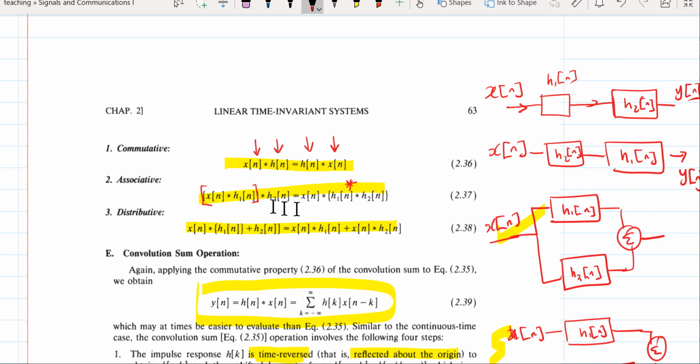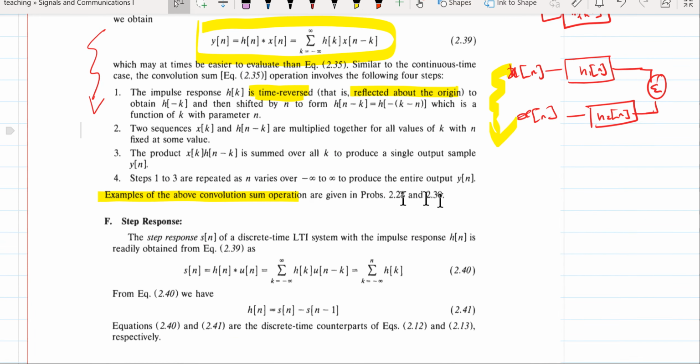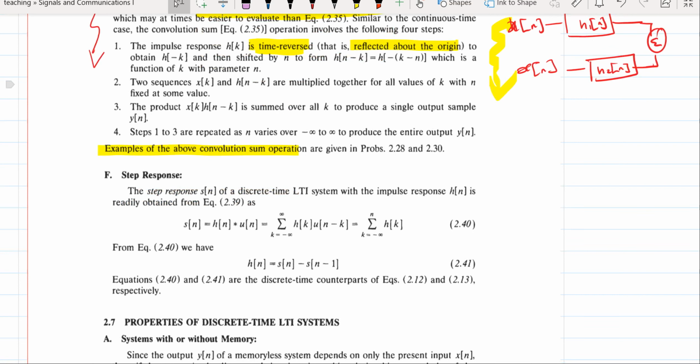So the convolution operation is as described. There are some steps that you do. We will see this in more detail when dealing with examples, so I will avoid doing the operation here because the details are best understood when we do an example. We can see, for example, 228 and 230 will show us that.